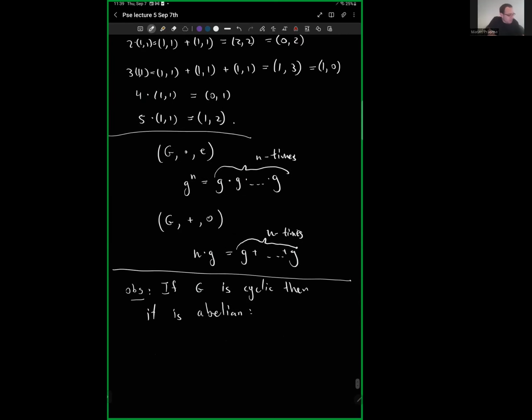I mean, if G is cyclic, then I can write G as generated by some element lowercase g, and this really means I take all the integer powers of g. And of course g to the k times g to the l is going to be equal to g to the l times g to the k. So multiplying any two elements in G is commutative.